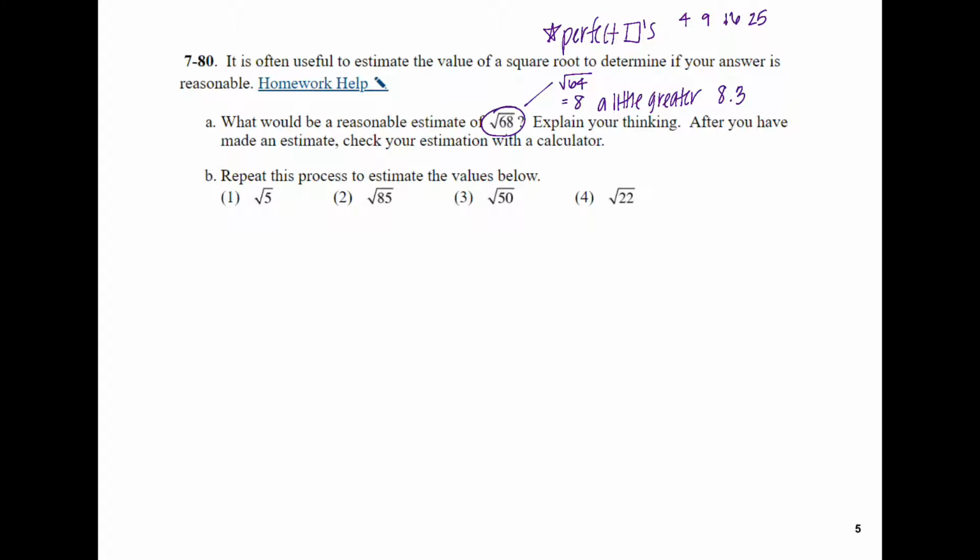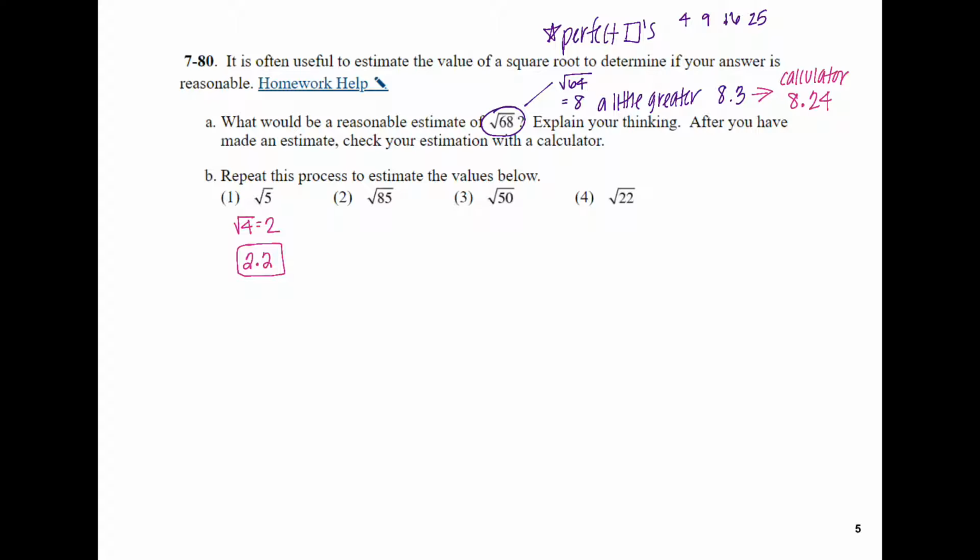When you plug that into your calculator, it will tell you it is approximately 8.24. So you can see that my guesstimate is very close using that perfect square that I knew. We're going to repeat this process to estimate the values below. So B1 says the square root of 5. Well, I know the square root of 4 is equal to 2, so I am going to guesstimate that this is close to 2, and my calculator tells me 2.2.